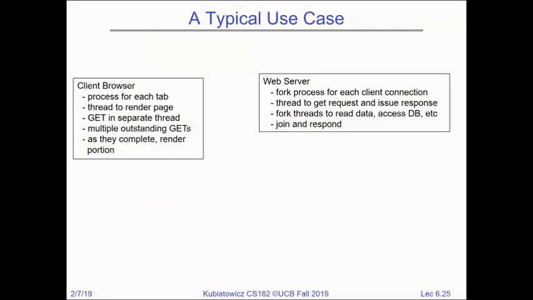So here's a typical use case: a client browser and a web server. The client browser looks at many web servers, because you've got a lot of tabs maybe, or pieces of a web page that come from different servers. And the web server is getting incoming requests from lots of other clients. So both client browsers and web servers are multi-threaded. Threads are just an easy way to look at this.